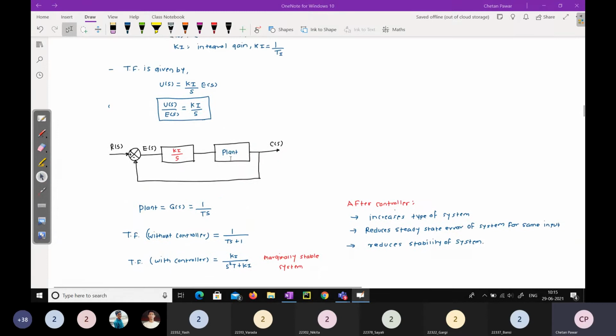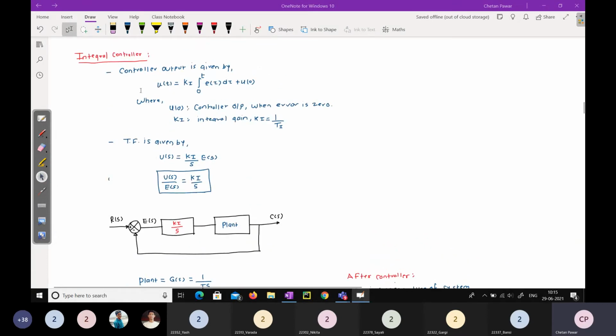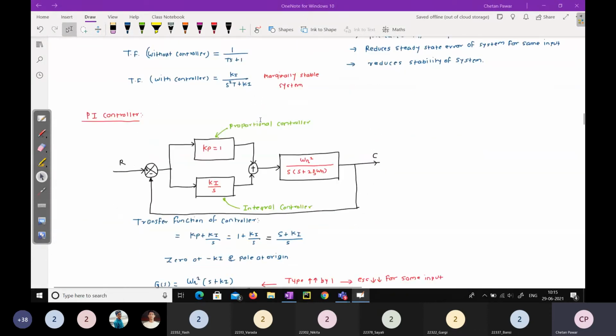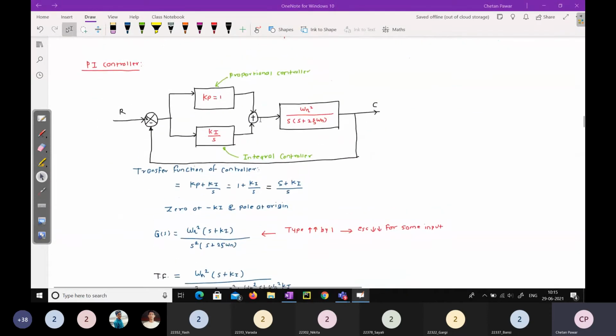Okay, now let us see the next one. Practically, this integral controller or proportional controller cannot be used alone. There should be a proportional plus integral or proportional plus derivative kind of combination. So let us see the PI controller.